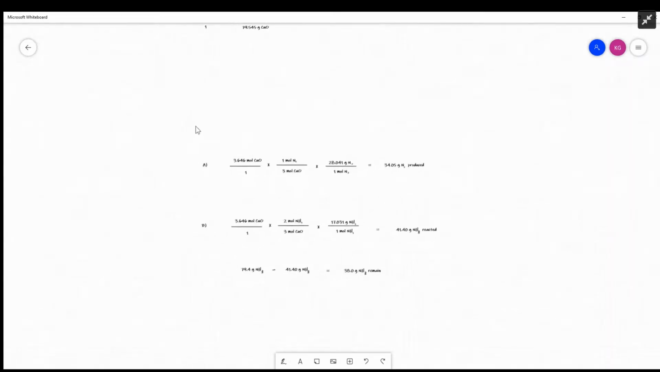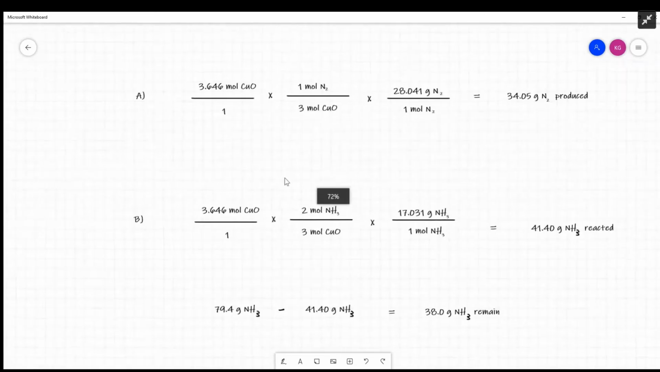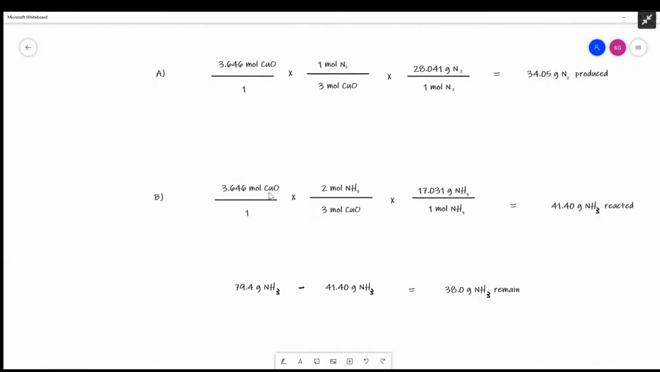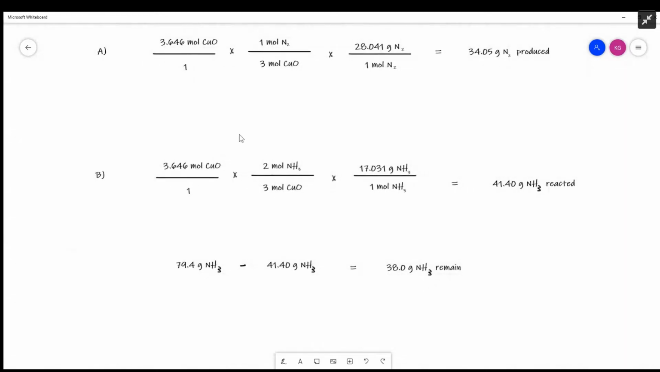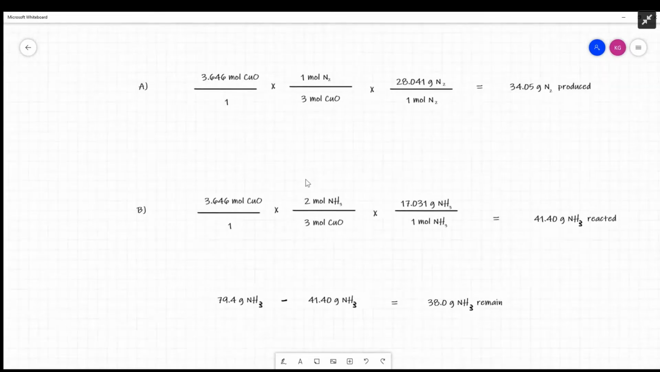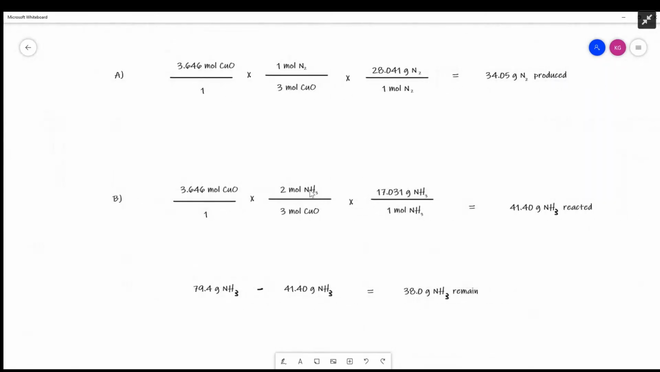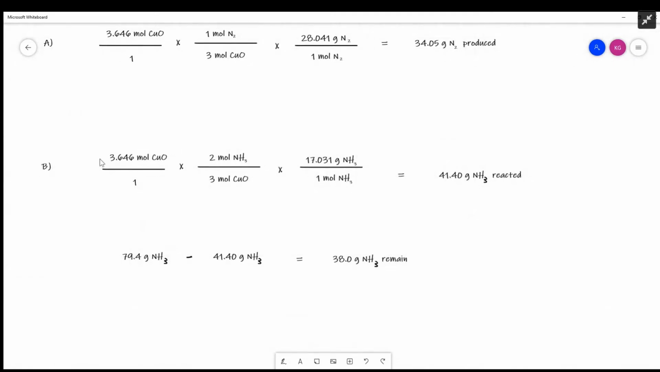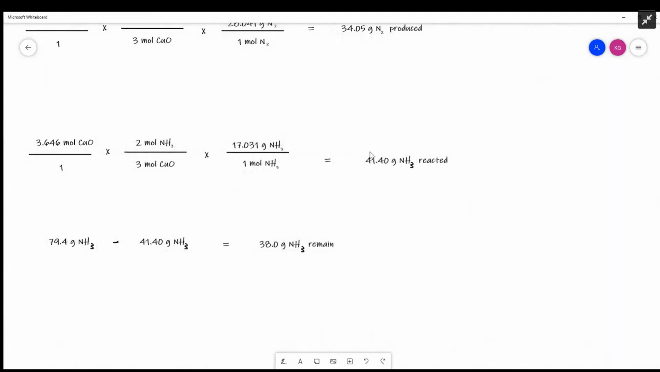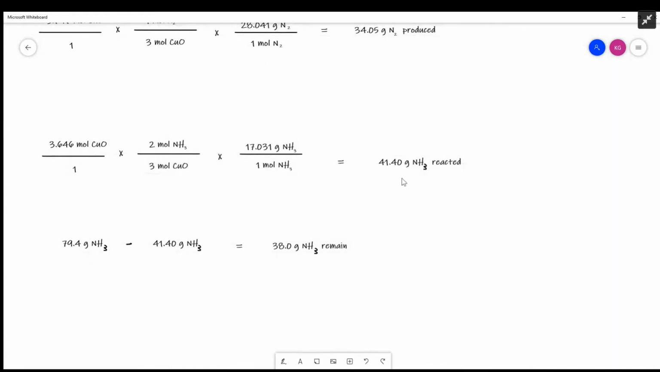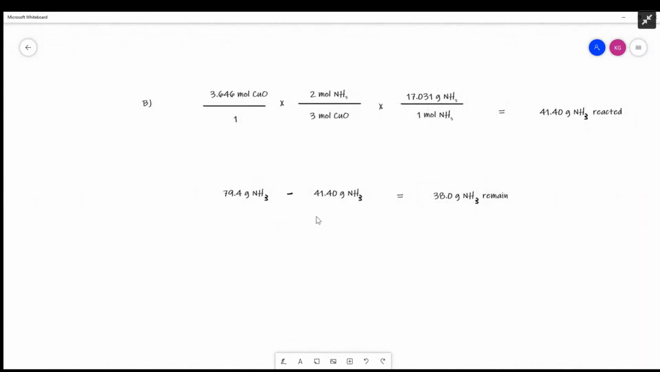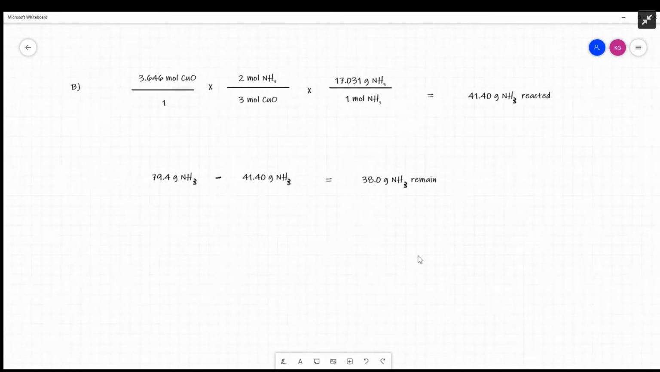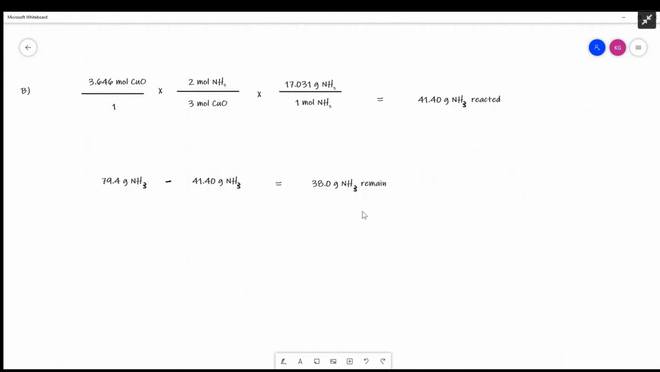Now, the other thing it wants us to figure out is how much of the non-limiting reactant is remaining. So we're going to assume that all of the CuO reacts again, and we're going to use a similar conversion factor here, but we're going to plug in the moles of the ammonia instead. What this is saying is that if all of this CuO reacts, then this mass of ammonia will have reacted, 41.40. Okay. So then if we subtract that mass from the mass of ammonia at the beginning, we end up with 38.0 grams, which is how much ammonia is remaining.